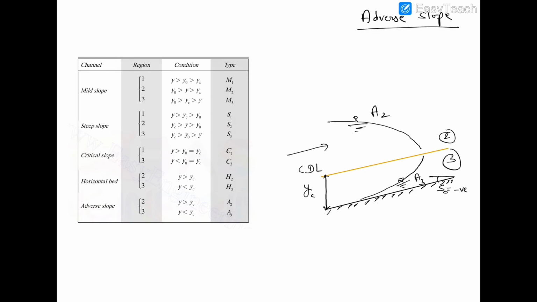So this was all about gradually varied flow profiles. I think now you can draw the GVF profile for any given depth of flow and channel properties.